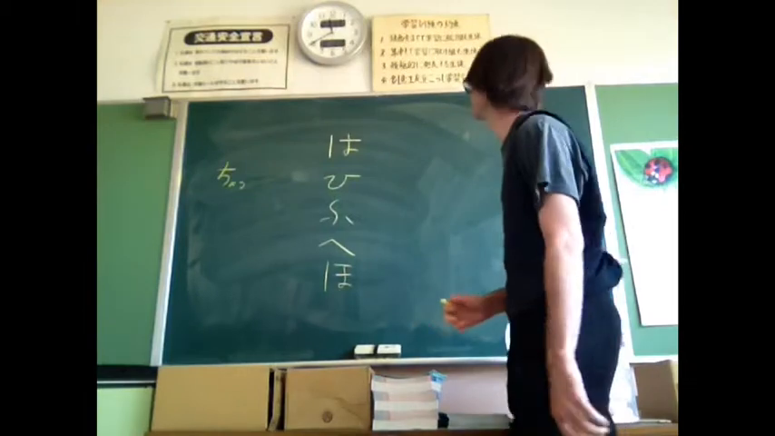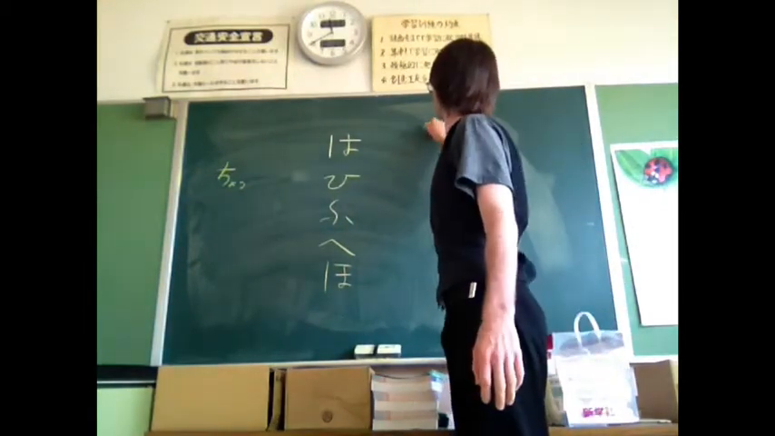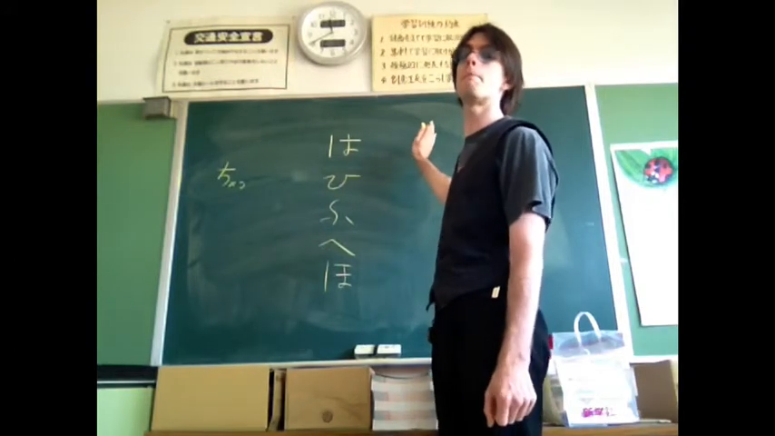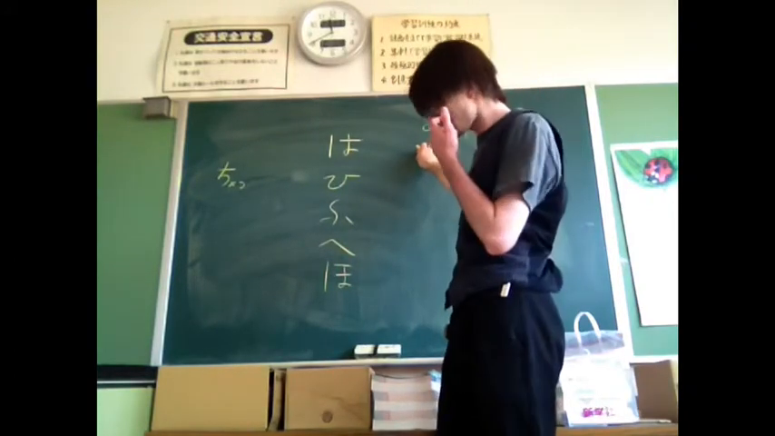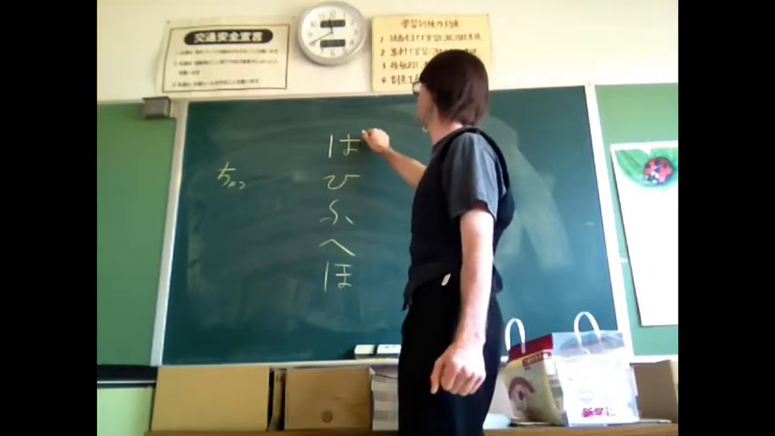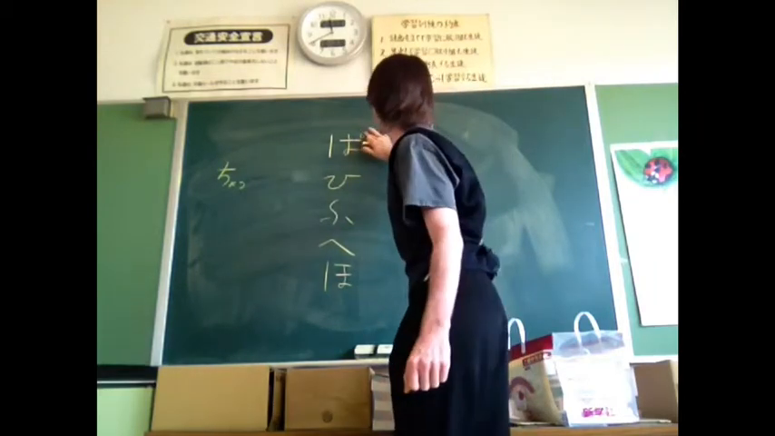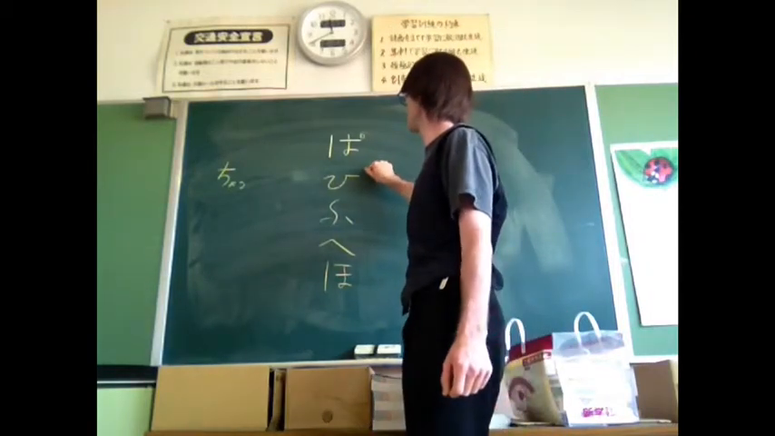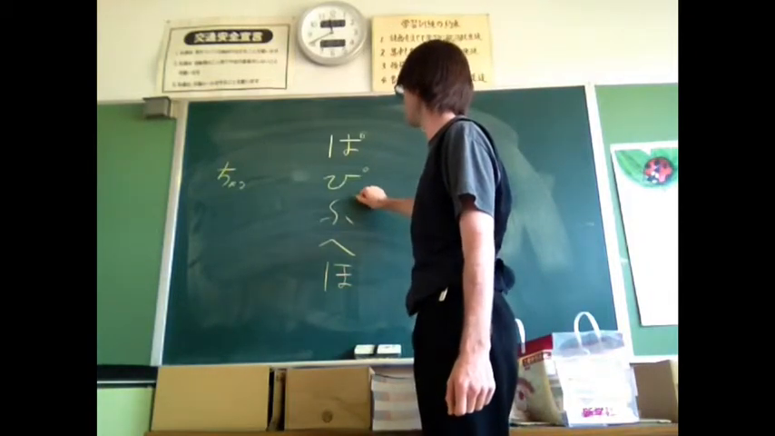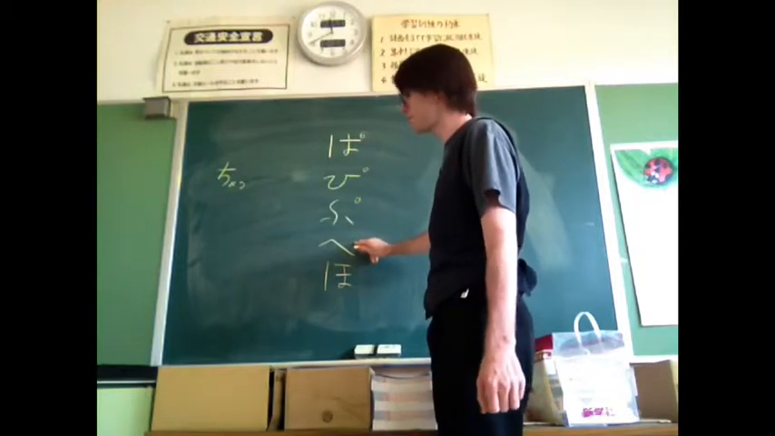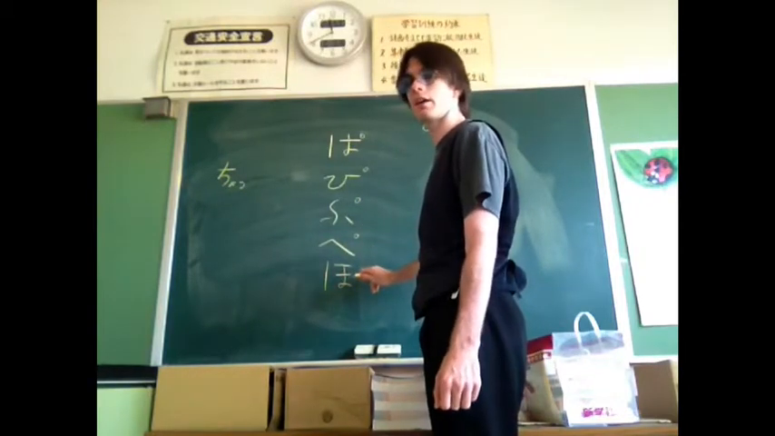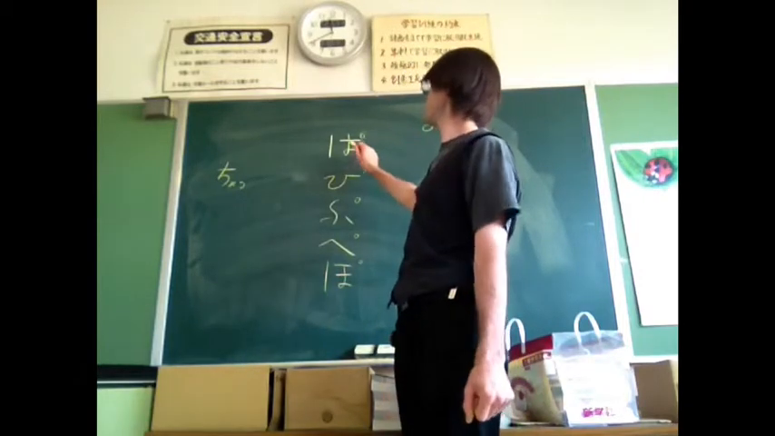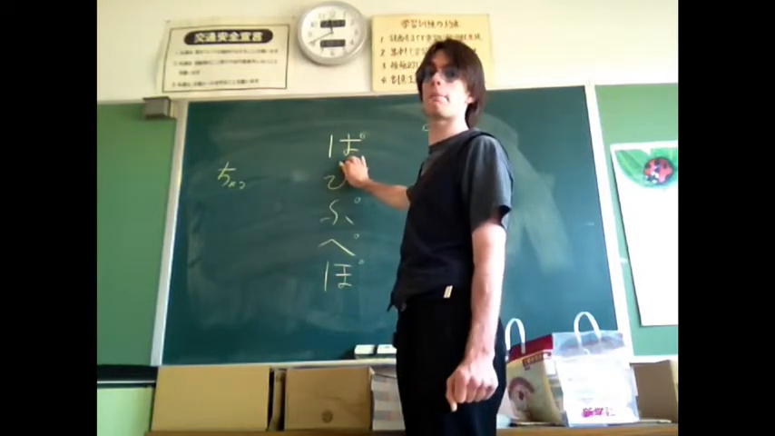Let's take a look. If you put this little circle on any of the H's, it turns the H into a P. This one is the breathized H. So ha becomes pa. Hi becomes pi. Fu becomes pu. He becomes pe. And ho becomes po. So now we know how to say pa.